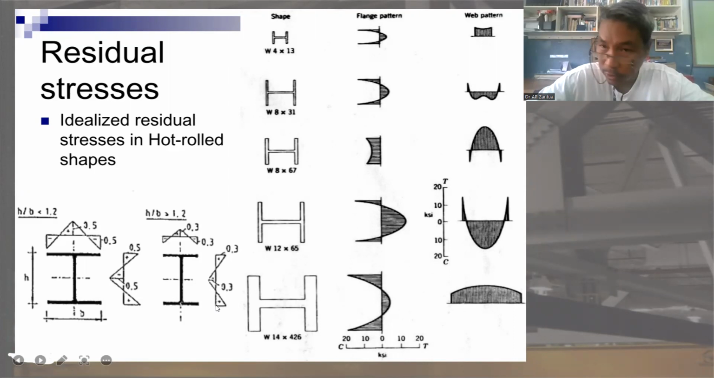This is the residual stress on the web. Okay, so positive 0.3 at the top, going to the center, negative 0.3, then again positive 0.3. Take note of the sign also, positive, negative. So it looks like a roofing system.